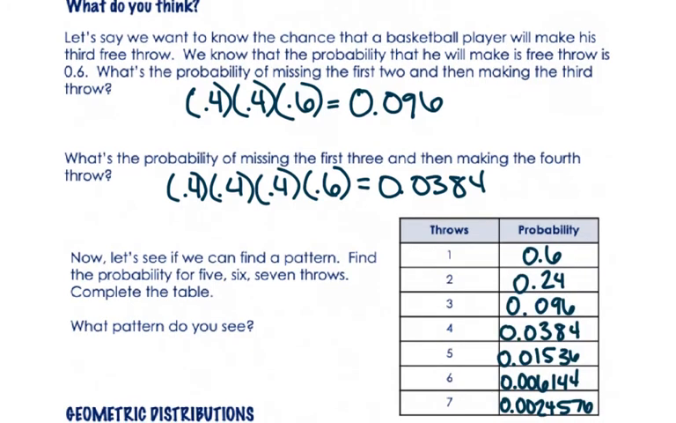Okay, so this is what I got for the table. For what pattern do you see? The numbers are going down. Whatever you see, as long as you put something down, it's a coherent thought, you're good.